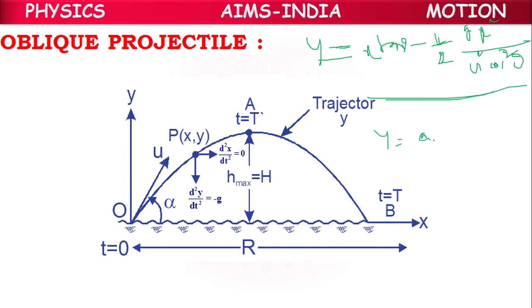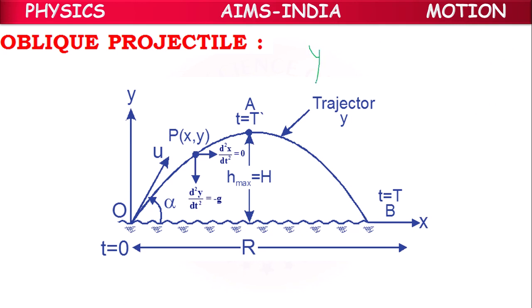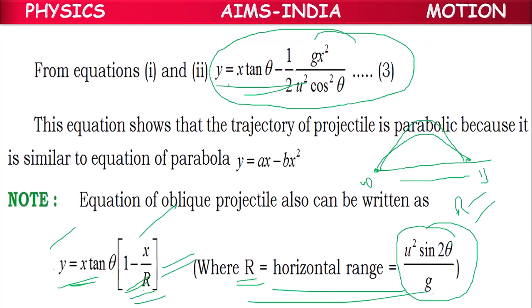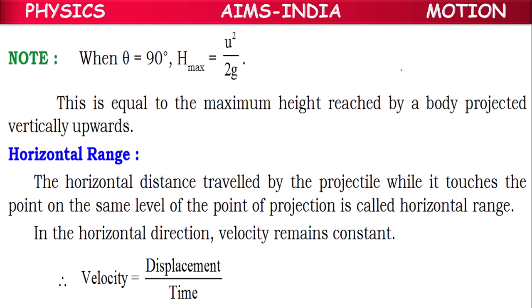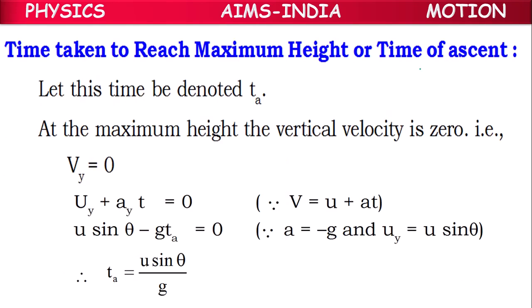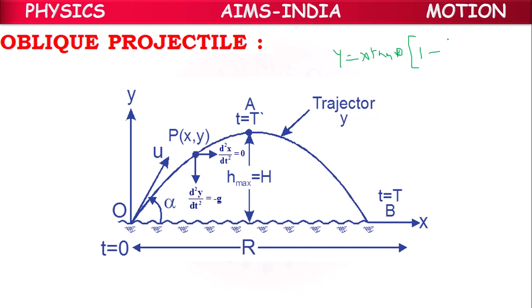Or it is in the form of ax minus bx square, or it can also be written as y equal to x tan theta common, 1 minus, in terms of range, x by r, where r is the range, the horizontal distance traveled by the body.